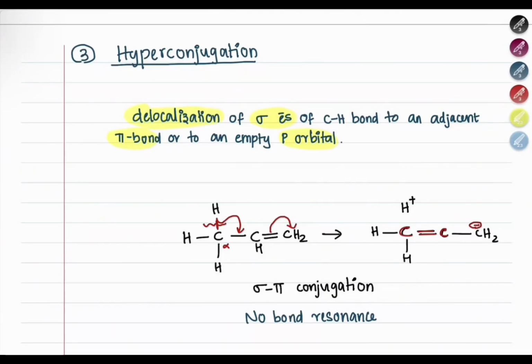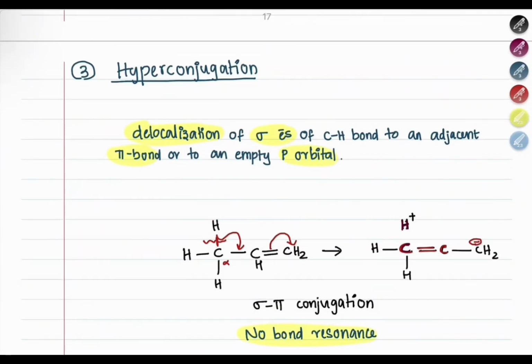Here it is an example of sigma pi conjugation, because if you look, a sigma bond is breaking and a pi bond is also breaking. So it is an example of sigma pi conjugation, and this is also called no bond resonance, because this is also an example of resonance, but there is no bond between carbon and hydrogen in the product. So that's why it is called no bond resonance. So we have explained hyperconjugation as the delocalization of sigma electrons to a pi bond or to an empty p orbital. The first case is this one: the sigma electrons are delocalized to a pi bond.